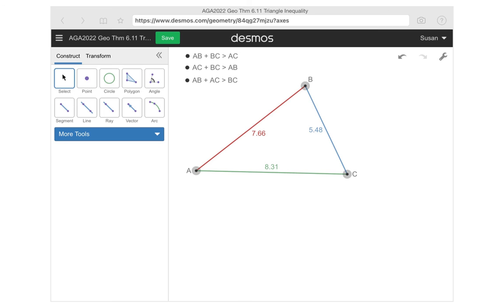Or if I look at any other pairing here, this side plus this side would have to be bigger than this side. Or which two have I not done yet? This side plus this side would have to be bigger than this side. And that makes sense to us, kind of. We don't think about it too much, but it makes sense. Otherwise, we wouldn't really have a triangle.